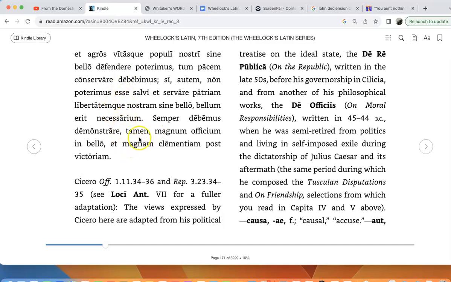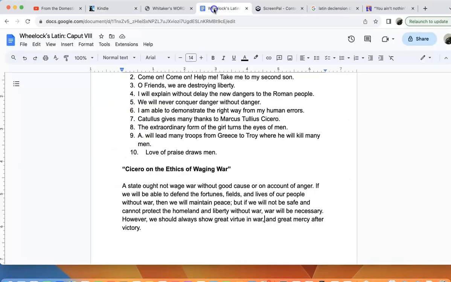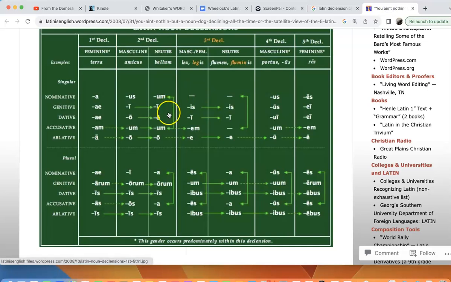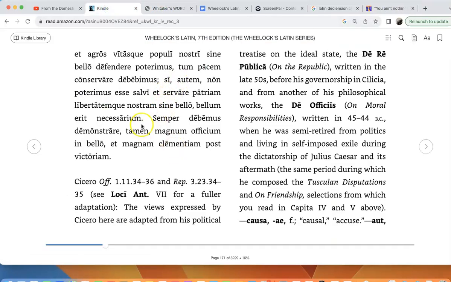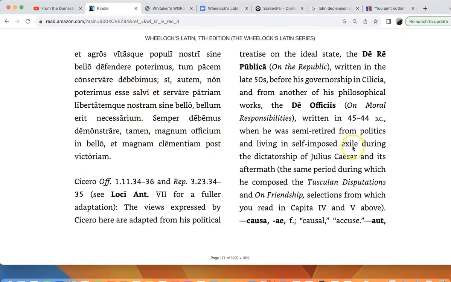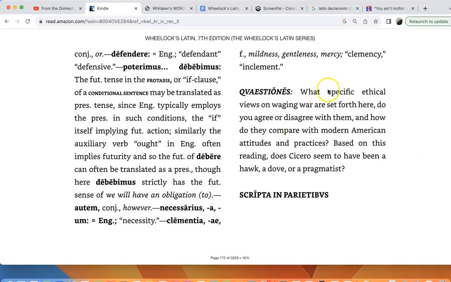So, but I think we have a fairly good translation, explanation of that, following just a careful understanding of the endings, looking up words, and then a little bit tricky sometimes with the word order on this. And of course, the meaning is something to consider. They have a question here: what specific ethical views on waging war are set forth here? Do you agree or disagree with them? And how do they compare with modern American attitudes and practices? Anyways, just food for thought.